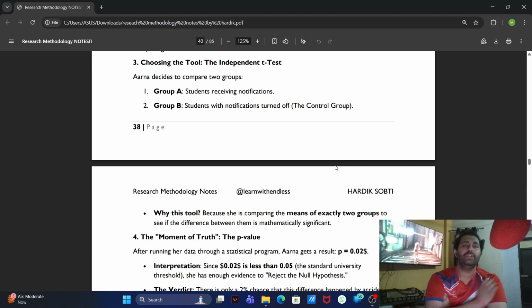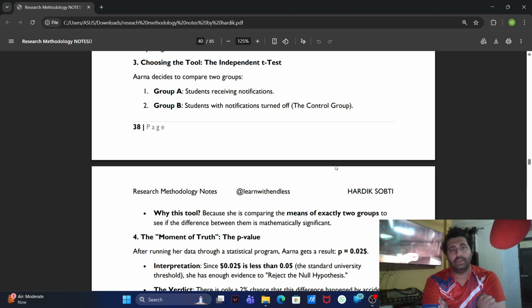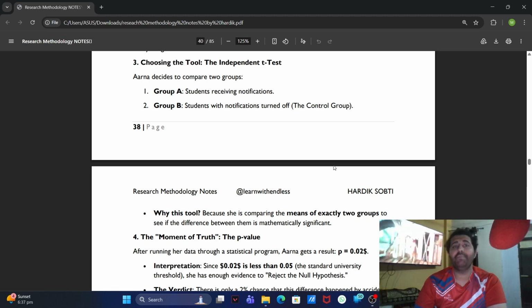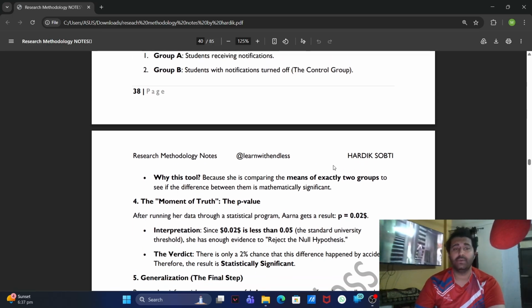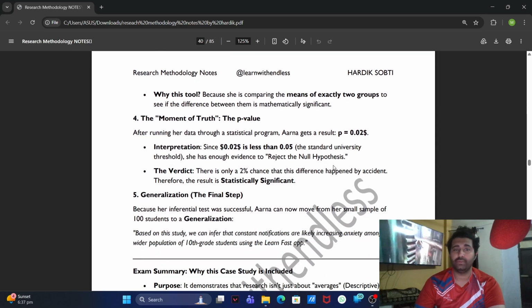Choosing the tool: the independent t-test. Anna decides to compare two groups. Group A, students receiving notifications. Group B, students with notifications turned off, the control group. Why this test? Because she's comparing the means of exactly two groups to see if the difference between them is mathematically significant. The moment of truth, the p-value.